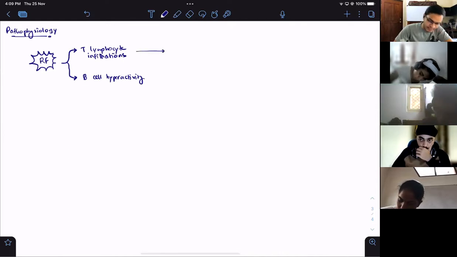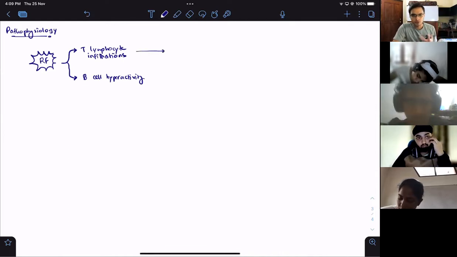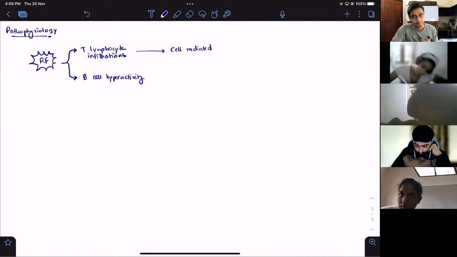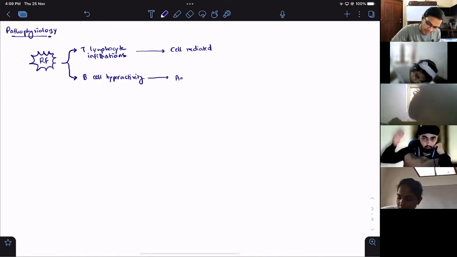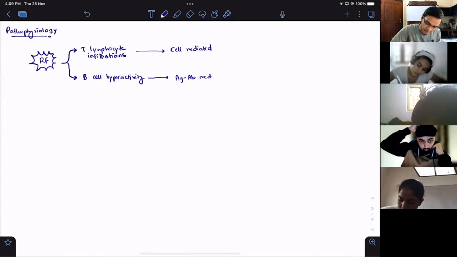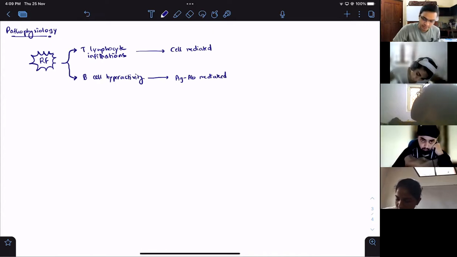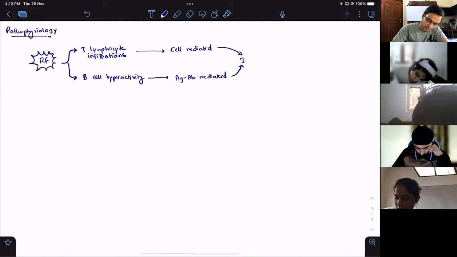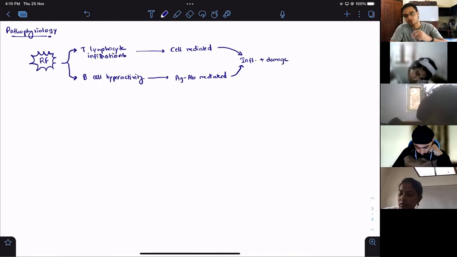When T lymphocytes infiltrate an organ, we call this a cell-mediated immune response. Whereas B cells, we know they mature into plasma cells and start producing antibodies. So here it is an antigen-antibody mediated response. Both of these together give rise to inflammation and induce cellular destruction, which we'll talk about.